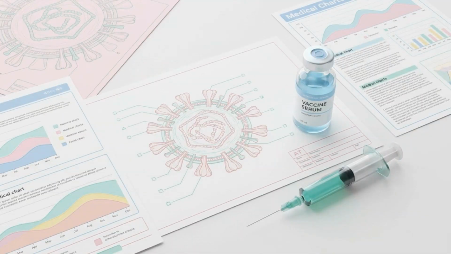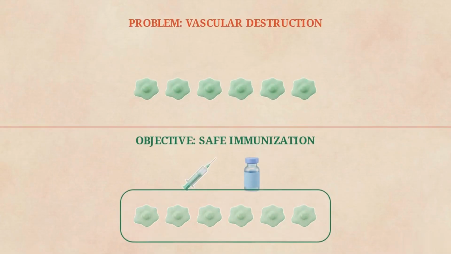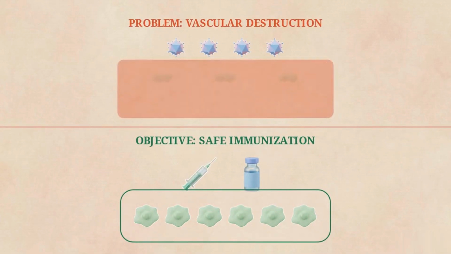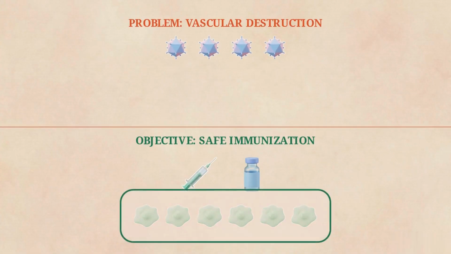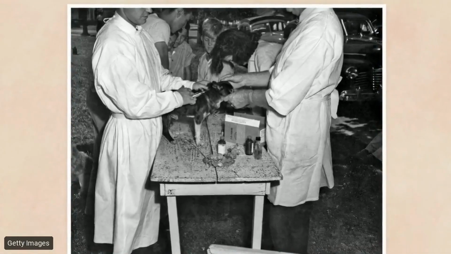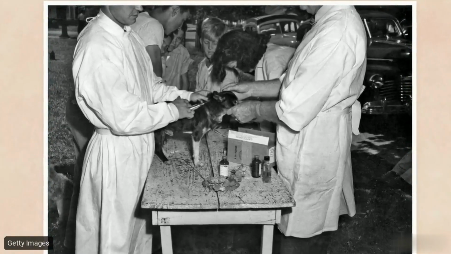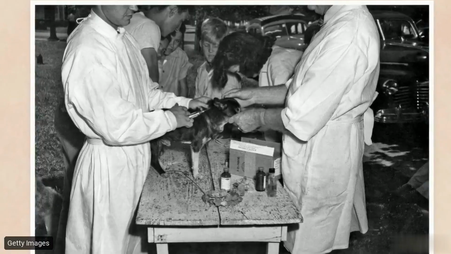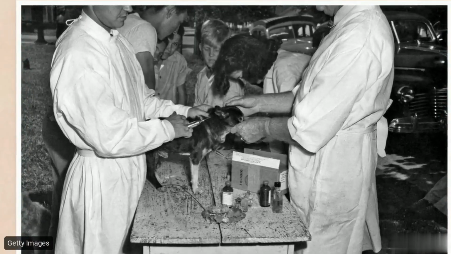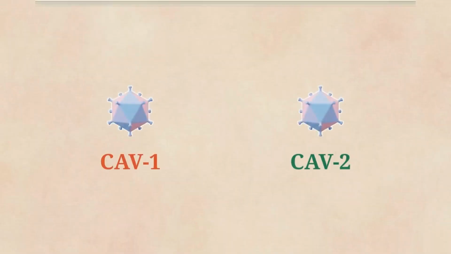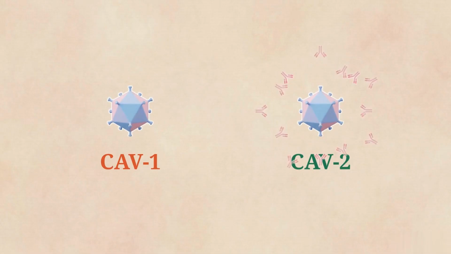This leaves veterinary science with a difficult challenge: How do you safely immunize an animal against a virus that explicitly targets and destroys the vascular system? This vintage photograph captures the eventual solution. Veterinarians used the mild respiratory strain, CAV-2, as a decoy to build immunity against the deadly CAV-1. Because the two strains are so genetically similar, exposing a dog's immune system to the respiratory variant teaches it to recognize and neutralize the systemic variant as well.